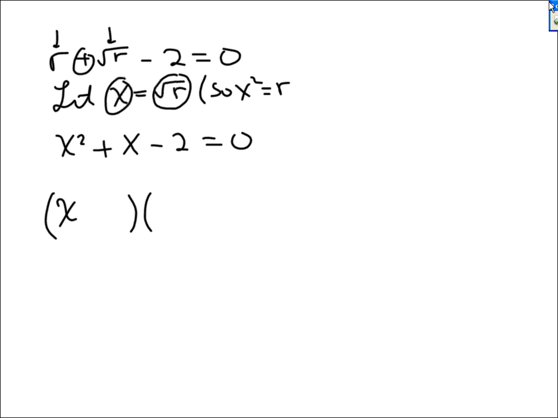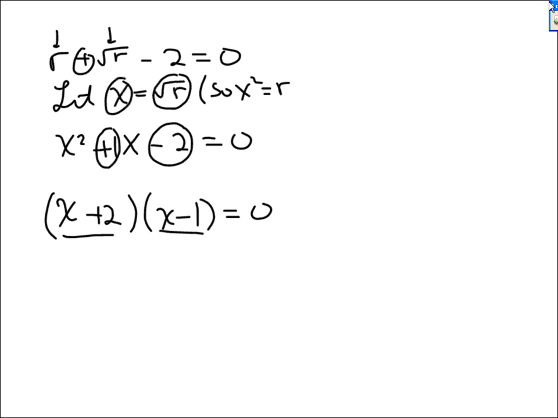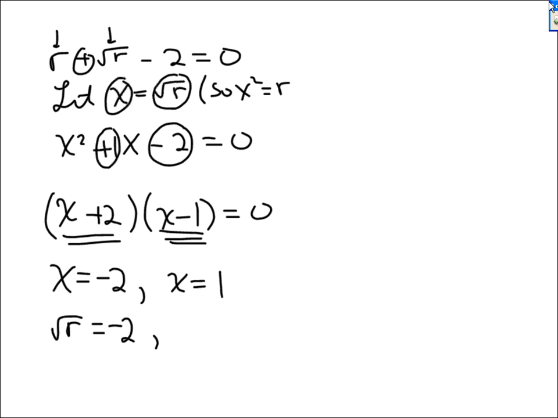X and x. I want two numbers that multiply out to 2 and add up to that understood 1. Those two numbers are plus 2 and negative 1. And equals 0 still. This times that is 0. So either this is 0, that happens when x is negative 2, or that's 0, which happens when x is 1. But there was no x in this problem. Remember, x was the square root of r. The square root of r is negative 2. The square root of r is 1.